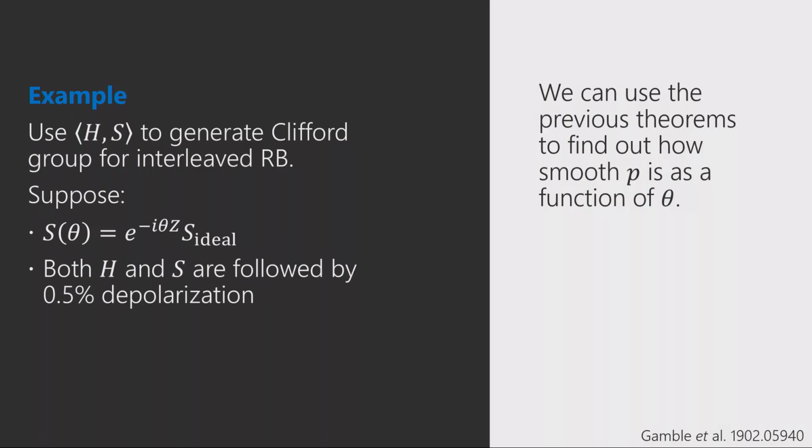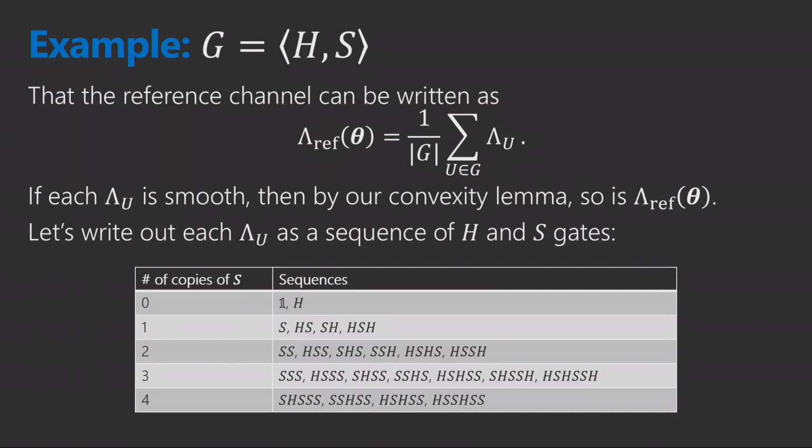But then we can use the previous theorems to show that the RB parameters in this case are a smooth function of theta. We can do so by writing out what the reference channel is. That's the average noise that we get in each unitary in our twirling group. And so we're done if the noise in each of those unitaries is itself smooth, because then we can apply the convexity lemma and we've got it.